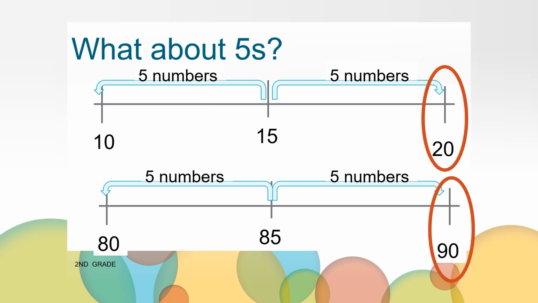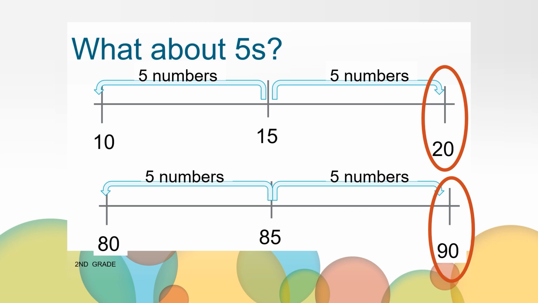Let's look at what happens when we have a 5 in a number and we're trying to round it. 15. 15 is 5 numbers away from 10, and it's 5 numbers away from 20. Let's look at 85. 85 is 5 numbers away from 80, and it's 5 numbers away from 90. So which should the 5s round to? Numbers ending in 5 always round up to the higher 10. So 15 rounds up to 20, and 85 rounds up to 90.